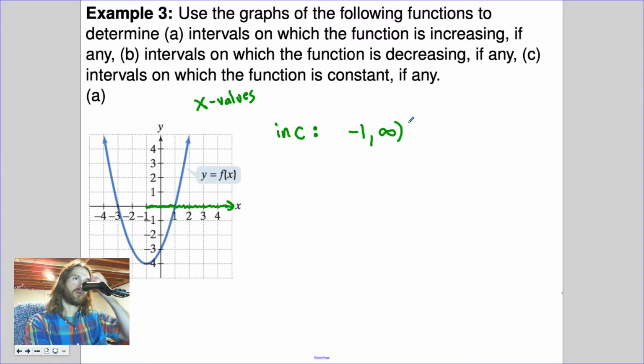Okay, now infinity is going to be parentheses, but what do I do here? Is it increasing right at this point where it turns around? How can we talk about the slope at a point? That's kind of strange. Turns out that's a question for calculus. Well, I guess you could talk about it later.